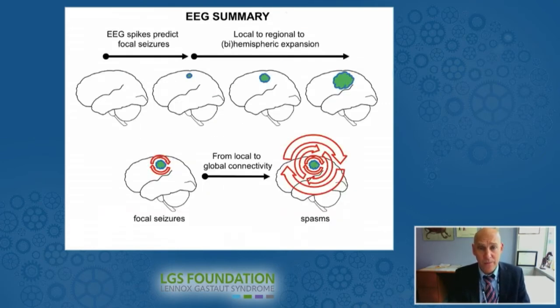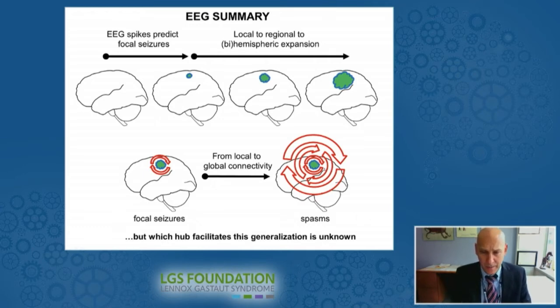So what have we learned from EEG so far? The EEG predicting focal seizures, the expansion of the local epileptogenic focus, but also focal seizures that somehow go from local to global connectivity. But for the global connectivity, we do not have a good hub. We don't know which relays are used in order to generalize this epileptic activity generated by this focus. Again, later on, we'll talk a little bit more about specific networks, but we do know that most likely the basal ganglia and possibly the brainstem are involved in this.